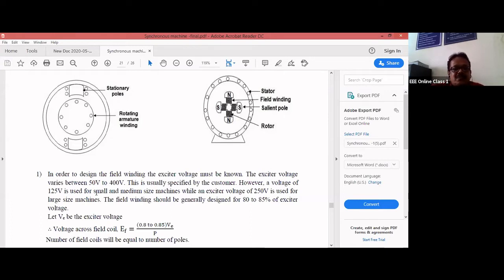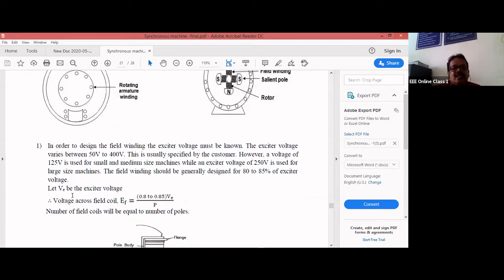The exciter voltage varies between 50 volt to 400 volt, and this is usually specified by the customer. However, a voltage of 120 volt is used for small and medium size machines, while an exciter voltage of 250 volt is used for large size machines. Normally, in a generation plant where we have huge alternators, we use around 250 volt for exciting the field winding. The field winding should generally be designed for 80 to 85% of the exciter voltage. Normally, the 15% will be wasted due to the copper loss in the field.